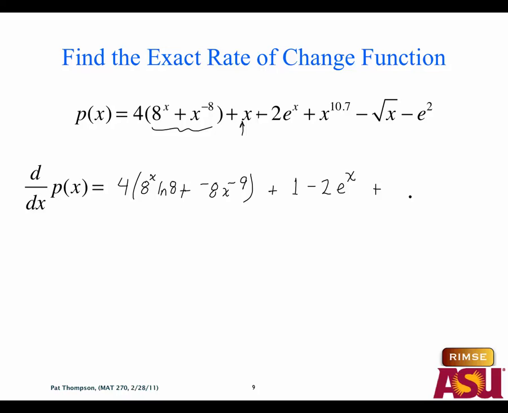So x to the 10.7 would be which rule? Power rule, which would be 10.7 x to the 9.7. Subtract 1. Minus, we just showed that rule. Radical x is 1 over 2 radical x. Last one.